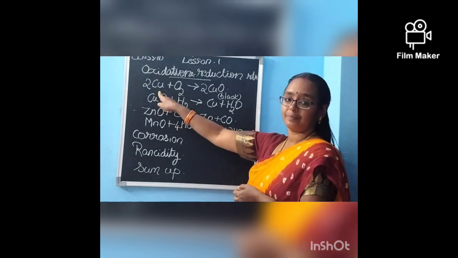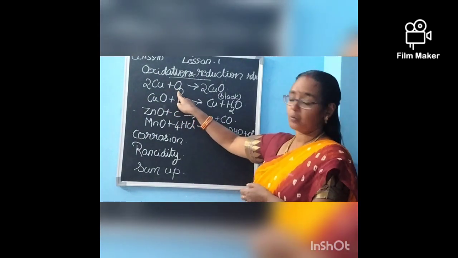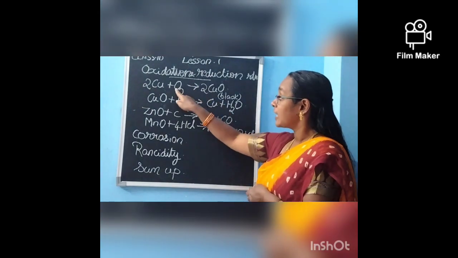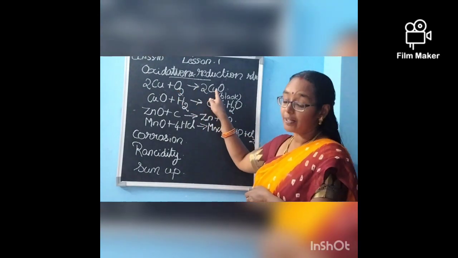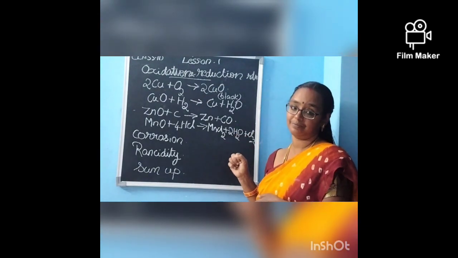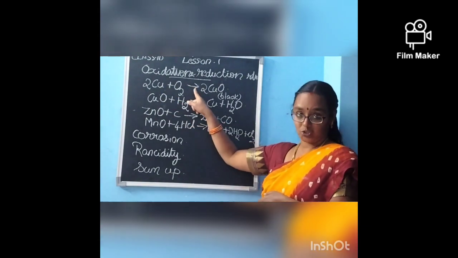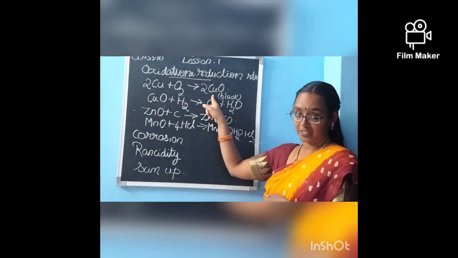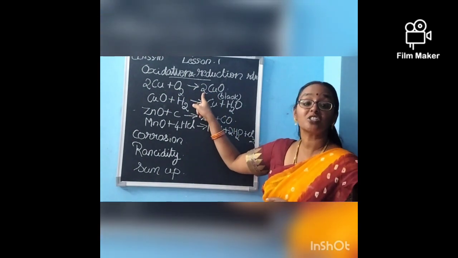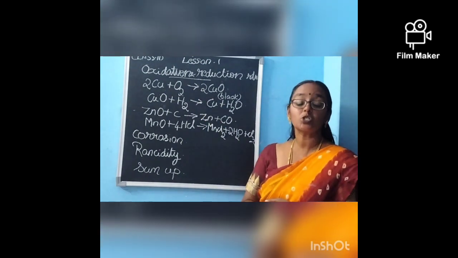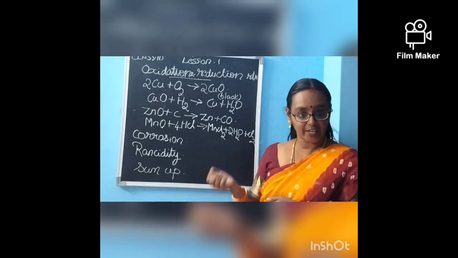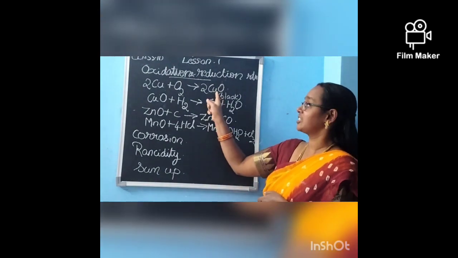See here, copper reacts with oxygen. What will we get? We will get copper oxide. Here oxygen is involved in this reaction and the substance gains oxygen. This copper gains oxygen and forms copper oxide, right? So this copper is now oxidized. The substance which gains oxygen is said to be oxidized and this is called oxidation reaction.